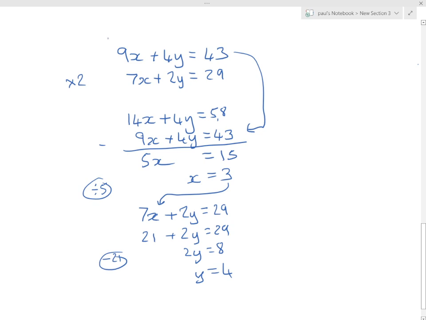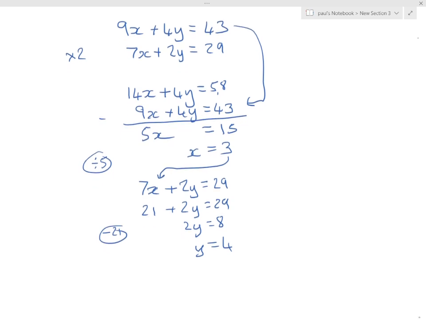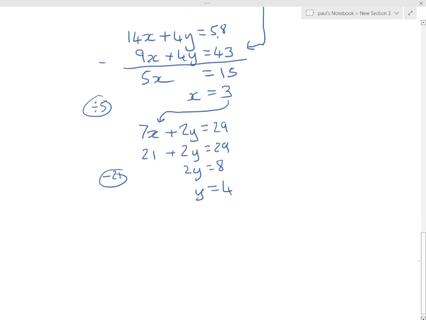Oh, made plenty of mistakes on that one. So the main reason behind this one is just we had to double this one to make the y's match. Okay, so let's have a look at some more. Let's have a look at this one.